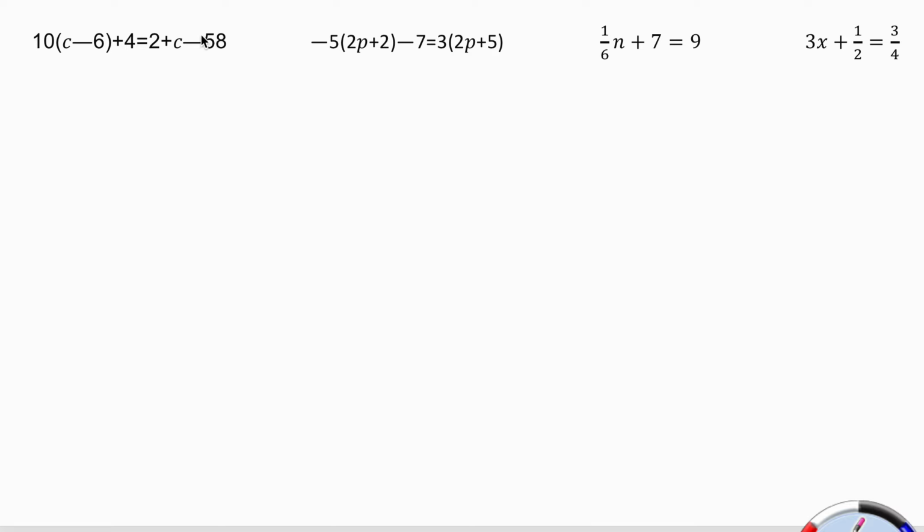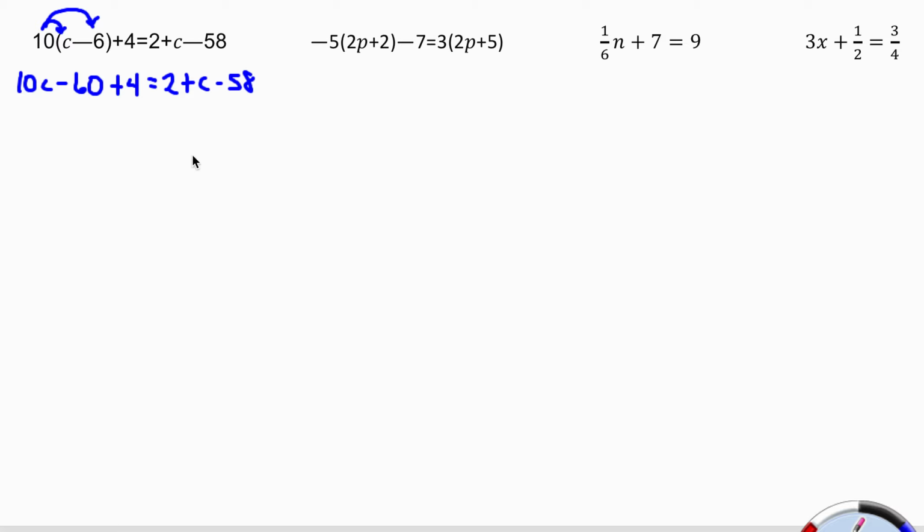Okay. No fractions. Oh, but this one has parentheses. So get rid of the parentheses with our distributive property. 10 times c is 10c. 10 times -6, -60, plus 4. There's no parentheses on this side, so it's just going to stay the same.